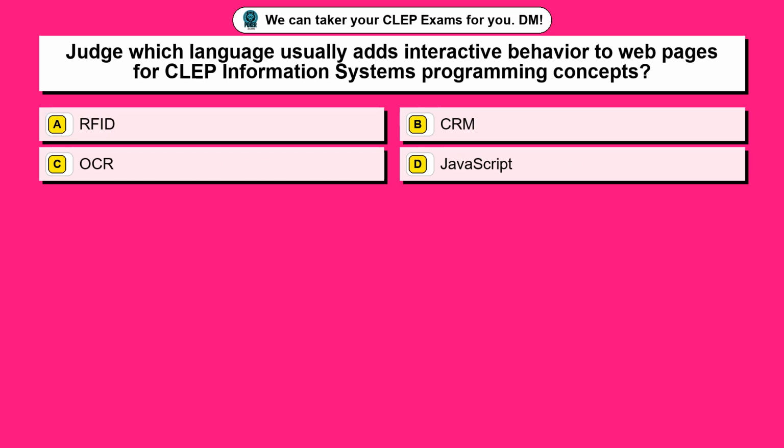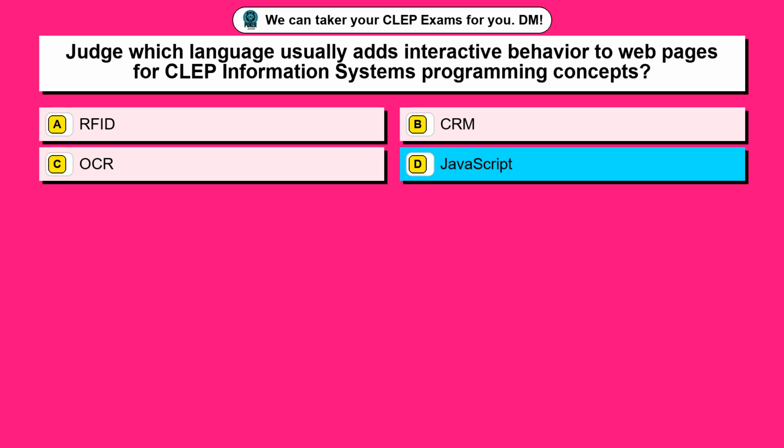Question 36. Judge which language usually adds interactive behavior to web pages for CLEP Information Systems programming concepts. Option A. RFID. Option B. CRM. Option C. OCR. Option D. JavaScript. The correct answer is option D.